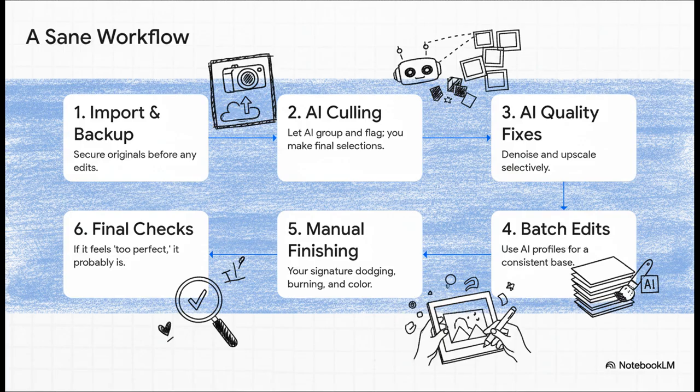So let's put it all together. Here's what a sane, practical AI workflow looks like. First, you always back up your originals. Then you let the AI help you cull, but you make the final picks. Use AI for quality fixes, but only where it's needed. Then you let an AI profile apply your baseline look. But notice, the most important step is next, your manual, creative finishing touches.